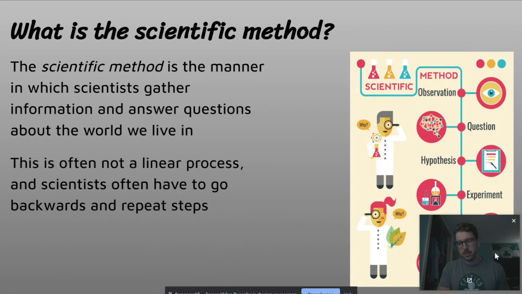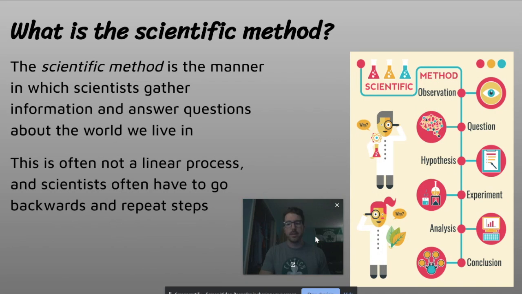If you can see this image to the right of my head, it looks like a fairly linear process. The truth is that it's not a linear process. Oftentimes, scientists have to go backwards and repeat steps, or if they don't get the result they want, they totally have to go back, change what they're looking at, change what they think is going to happen, change some things about the experiment, and start from scratch.